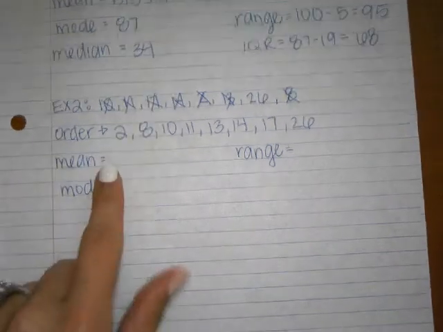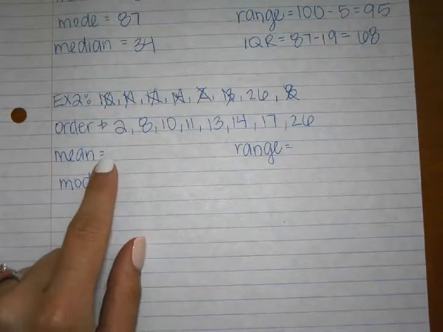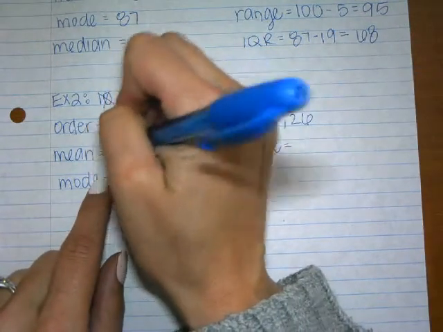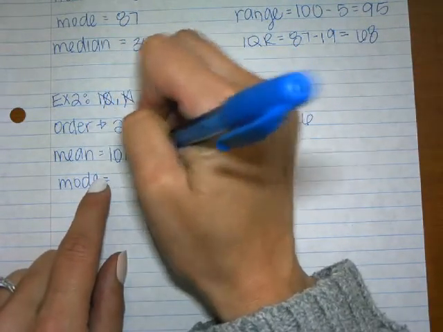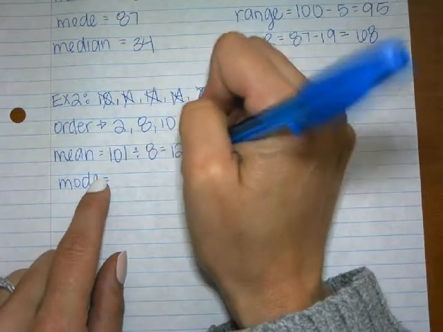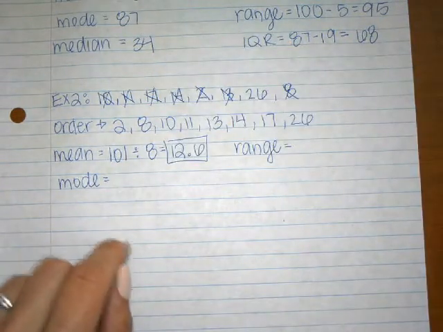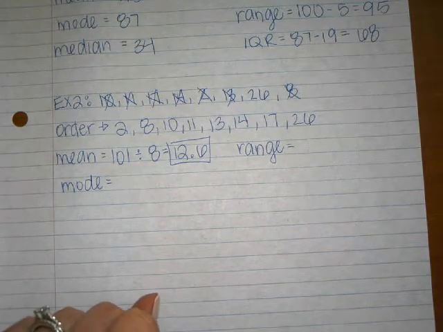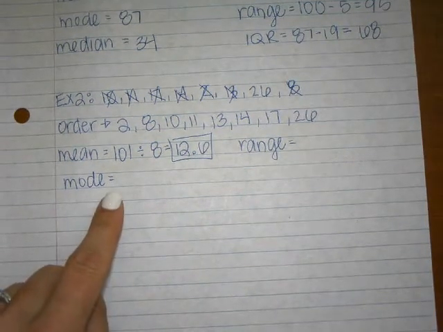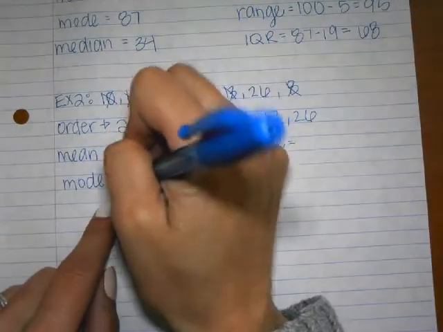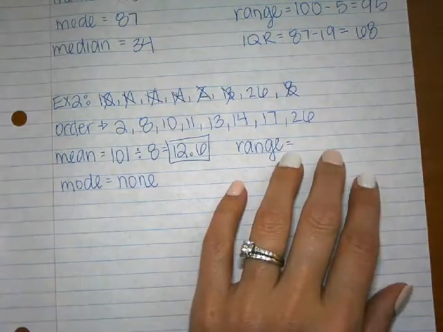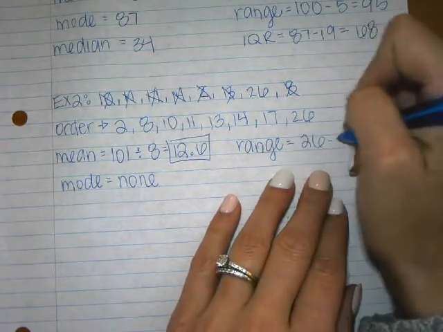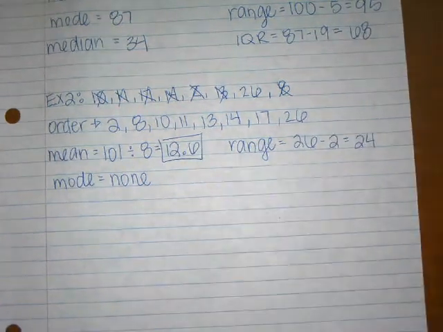All right, guys, what did we get when we added all the numbers together for the mean? Added them all together, what did we get? 101. And what did we divide by? 8. And what did we get? 12.6. Piece of advice, always double check your math, right guys? It's so easy to type a number wrong into your calculator. Do it twice. Mode. What's my mode, everyone? No mode. And everyone, what is my range? Because it was 26 minus 2, we get 24. Questions?